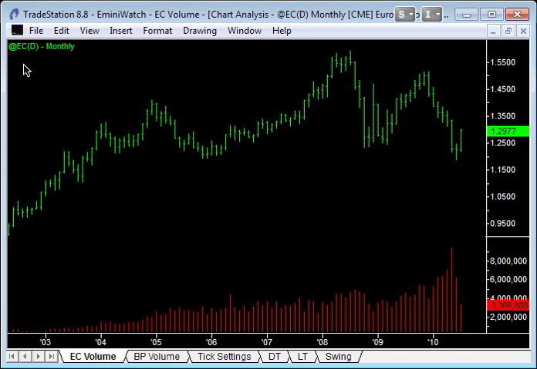The first one I'm going to show you is the EC contract, and I've brought up a long-term chart here. This is in TradeStation at EC, which gives you the continuous contract for the euro versus the US dollar. Sometimes this is referred to as the 6E contract on Globex. In TradeStation they're identical: the EC is the pit traded and the 6E is the Globex traded. The data that comes through TradeStation is all represented on the EC symbol.